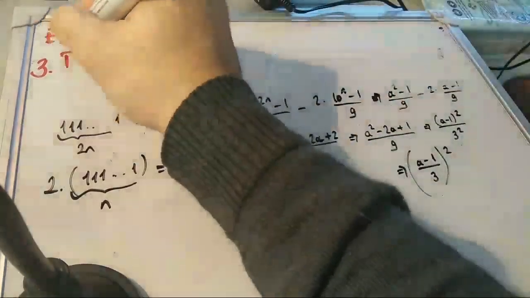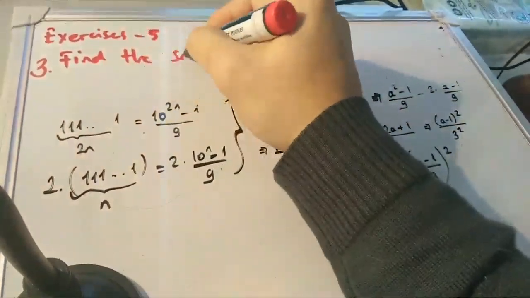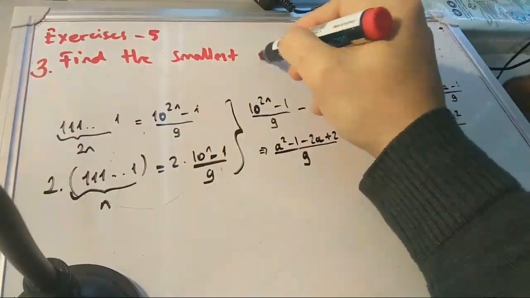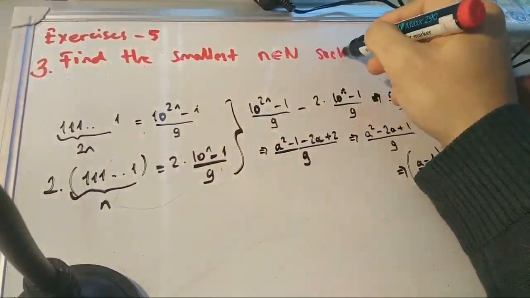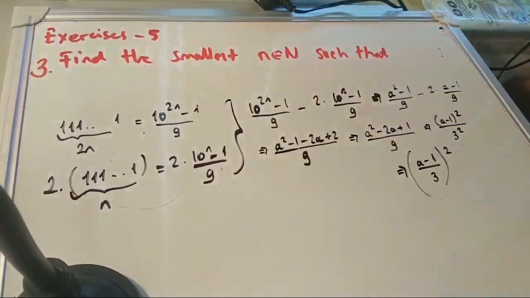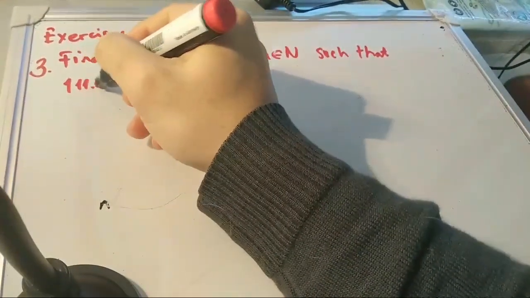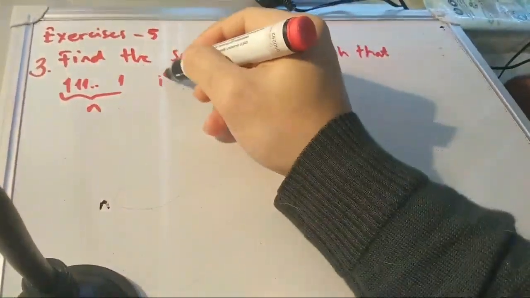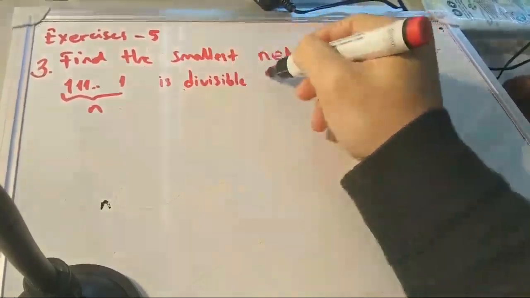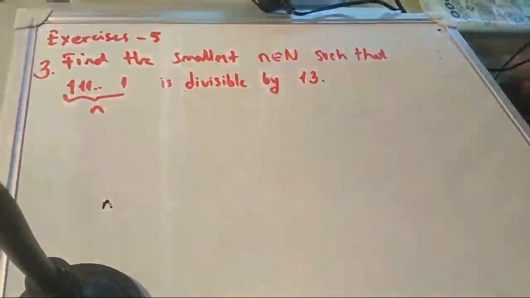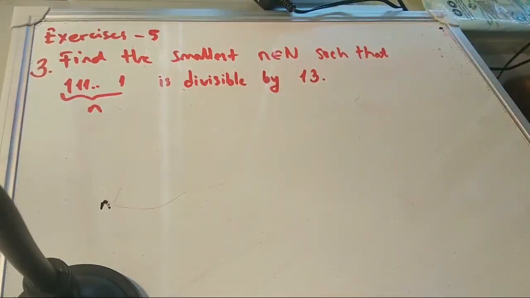Question 3. Find the smallest n, an element of the natural numbers, such that 111...1 (n ones) is divisible by 13. We have to find the smallest value of n. And again, we have a repunit number, n times 1.